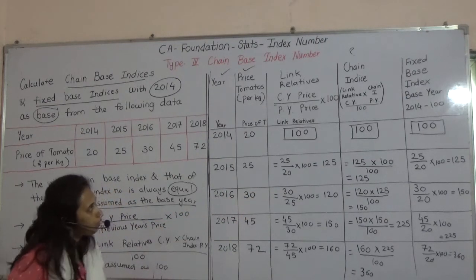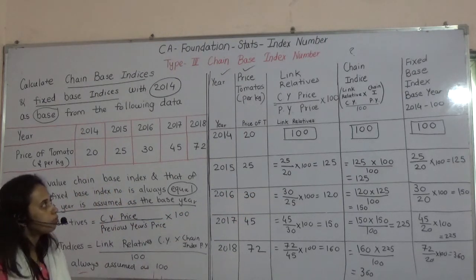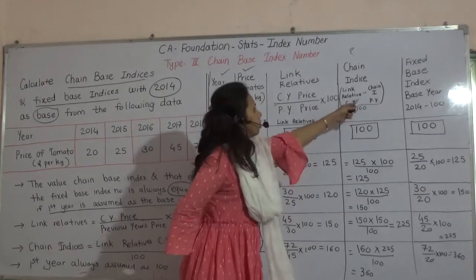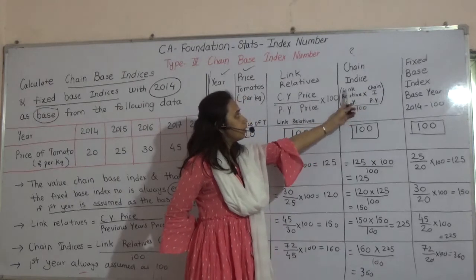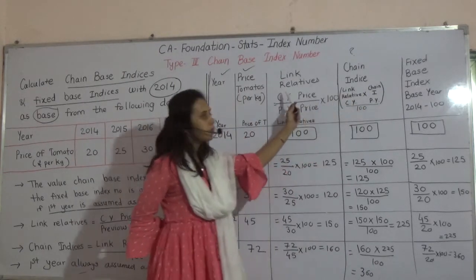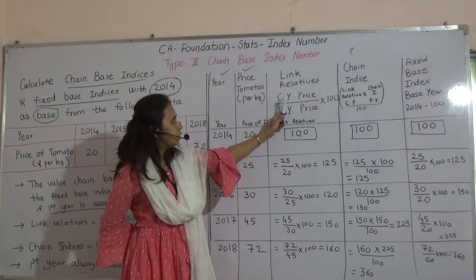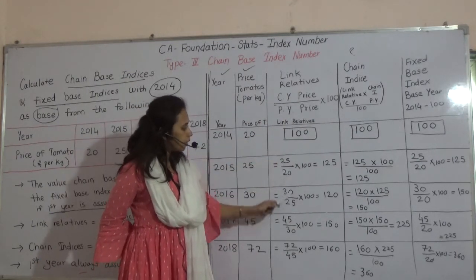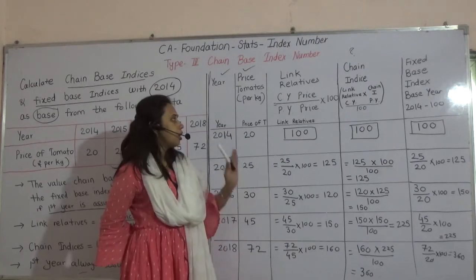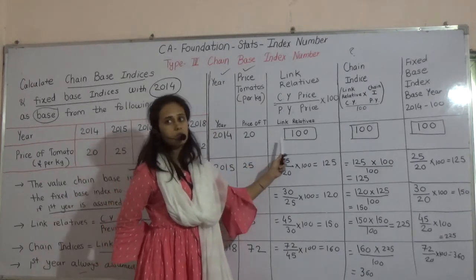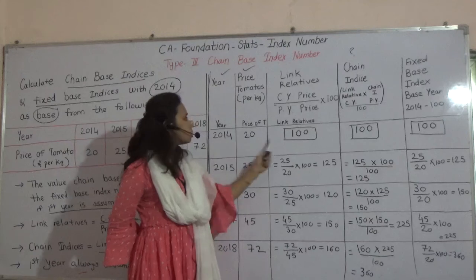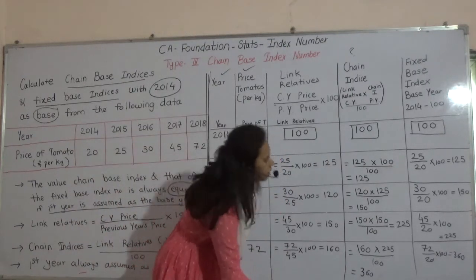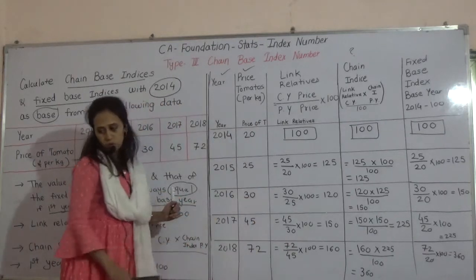And for chain indices, the formula is link relatives into chain indices. But for link relatives, you have one more formula, that is current year divided by previous year into 100. Link relatives I have calculated. And remember students, for the first year, you are going to assume it as 100. We will see one more problem. Till then, you copy this.